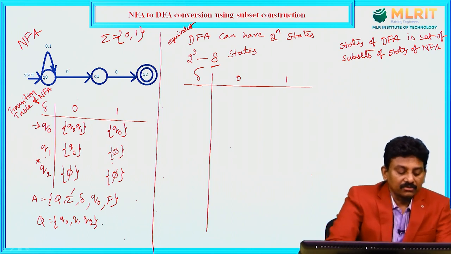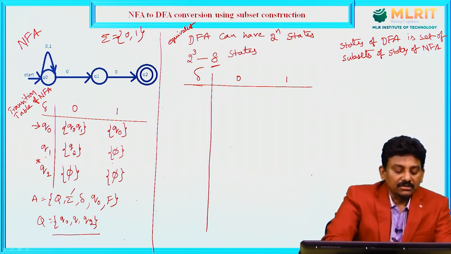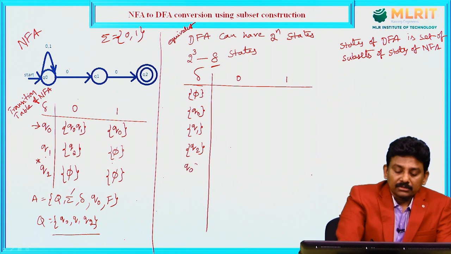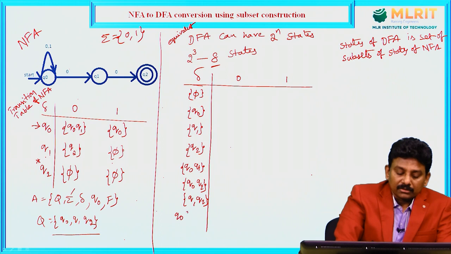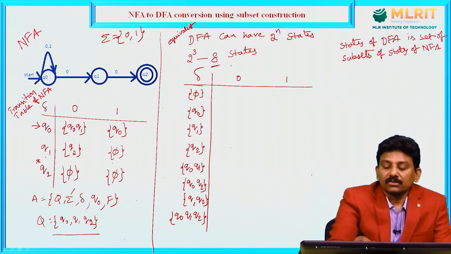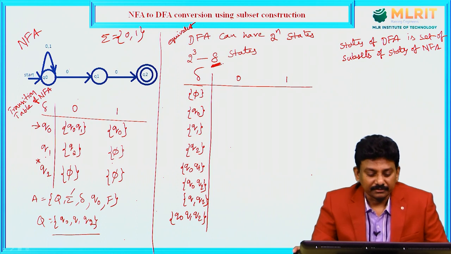Here the states are Q0, Q1, Q2. The subsets of this set of states are phi, Q0, Q1, Q2, Q0 Q1, Q0 Q2, Q1 Q2, and Q0 Q1 Q2. That is 1, 2, 3, 4, 5, 6, 7, 8 states. So, total 8 states in the equivalent DFA.